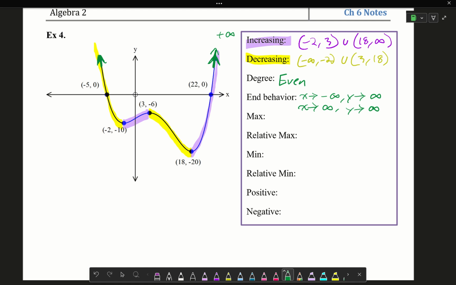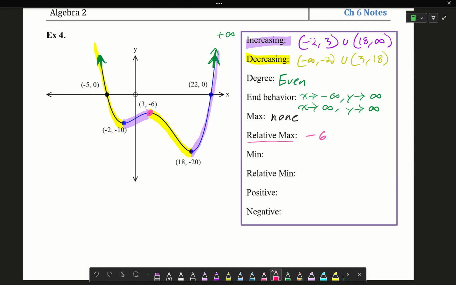Nice. Maximum. Once again, we don't actually have an absolute maximum here. There's none, okay, because those arrows are indicating that the graph is continuing to rise. We do have a relative maximum, though. Relative maximum would be like a hill. So this would be a relative maximum. It is a high point on the graph, and that does appear to be at -6 on the y-axis.